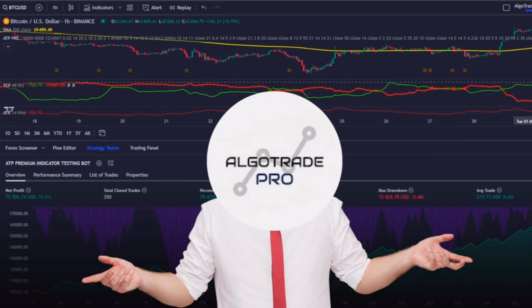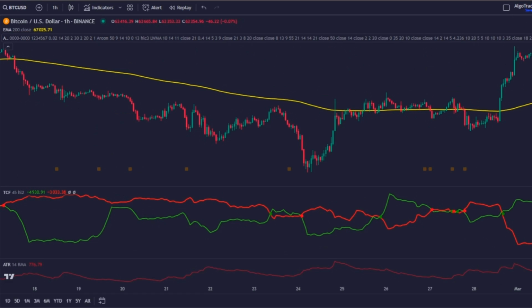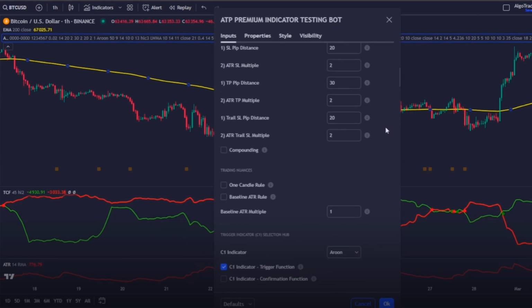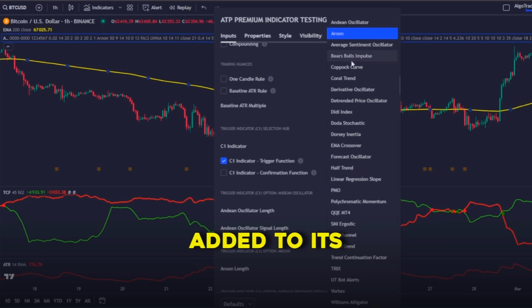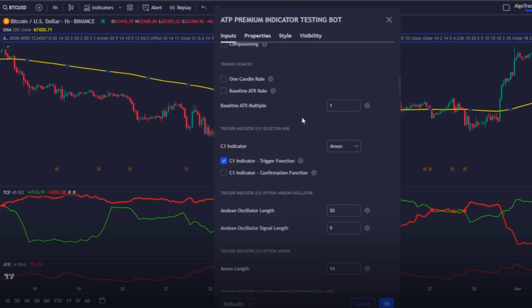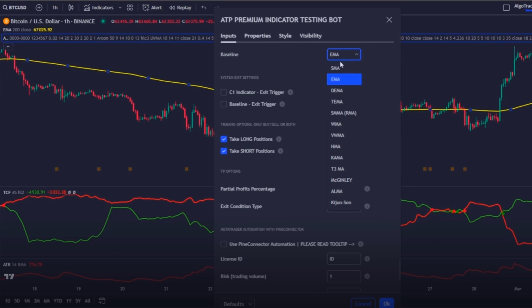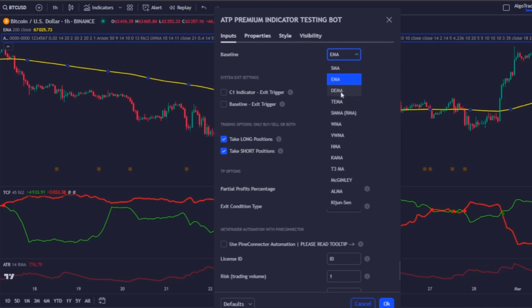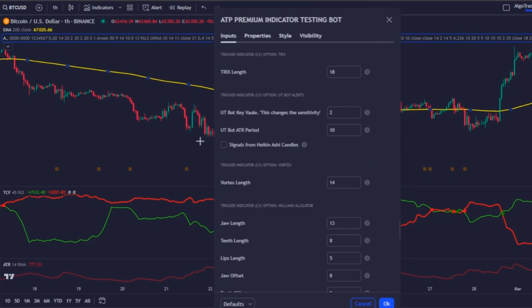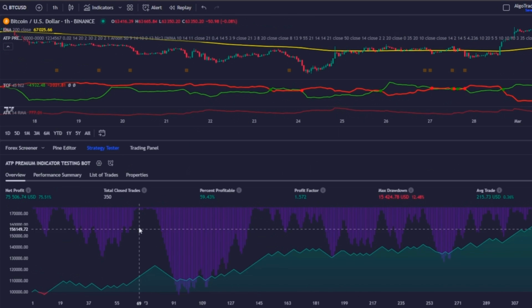For those who don't know, this is an innovative tool that allows quick testing of indicators, and from week to week has new indicators added to its database. At the moment, you have 40 indicators available to test, among trigger indicators and baselines. With this tool, I just need to select the indicator I would like to test, and in 1 second I have all the results on my chart.